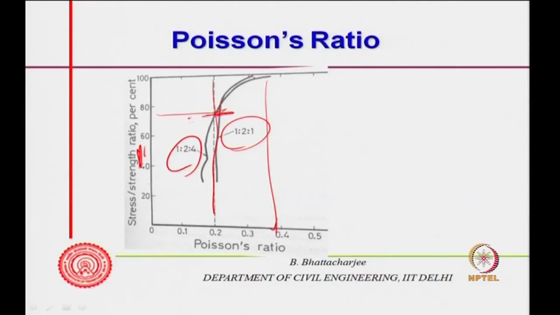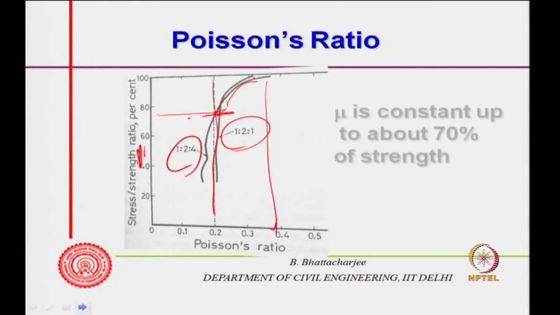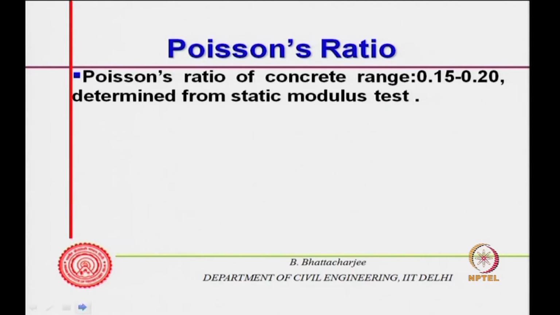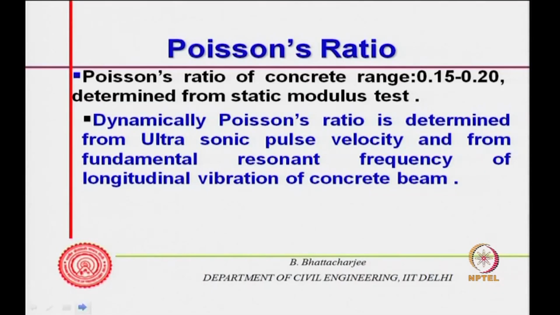So, beyond 70% of the load, your Poisson's ratio increases significantly, and it is almost constant up to 70% of the strength. Generally, it varies in the range of 0.15 to 0.20, as determined from the static modulus test. But you can also determine Poisson's ratio dynamically, from the ultrasonic pulse velocity test, from the sonic velocity test, or from the fundamental resonant frequency of longitudinal vibration of a concrete beam. It is a similar test to the one we did for modulus of elasticity.